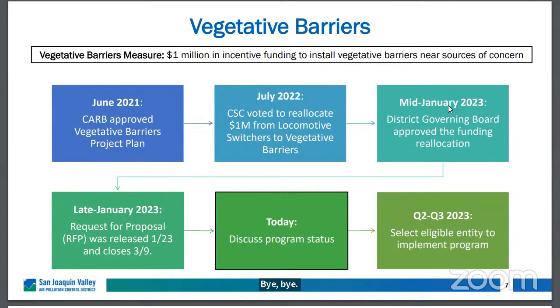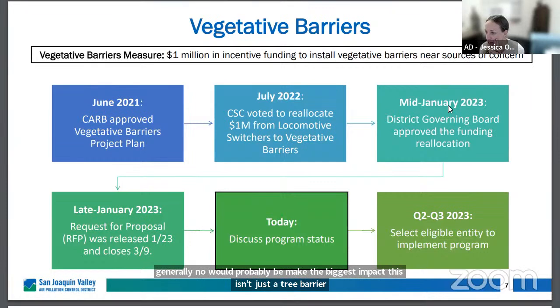These barriers can be the oleanders that we've talked about, not necessarily trees, in strategic locations that we generally know would probably make the biggest impact. This isn't just a tree barrier project. Correct. From my understanding, and I'm not the expert on the trees myself, I'll double check, there are some requirements for what the canopy is, or how thick the barrier needs to be.